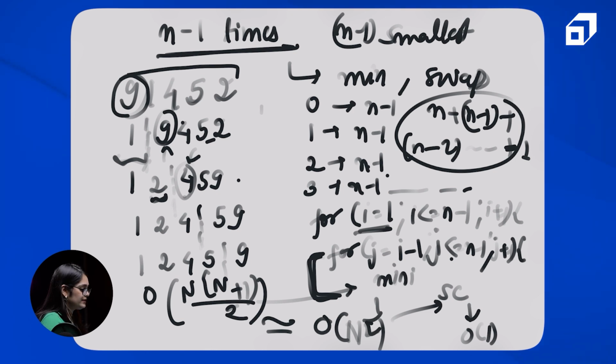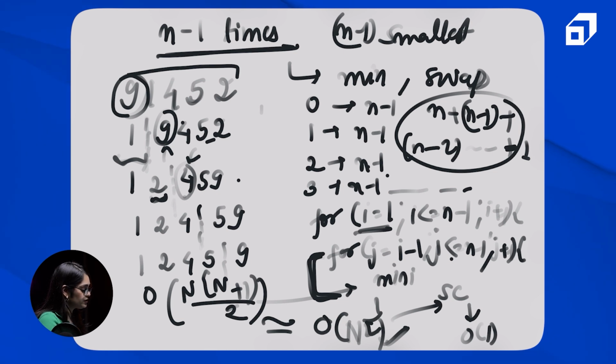So now let's look at some advantages of selection sort and some disadvantages. It is easy to understand. It's a simple algorithm and it works well with smaller data sets. However, if we move to the disadvantages, it is a time complexity of O of n square again, which is inefficient for larger data sets. Plus, it does not preserve the relative order of the elements.